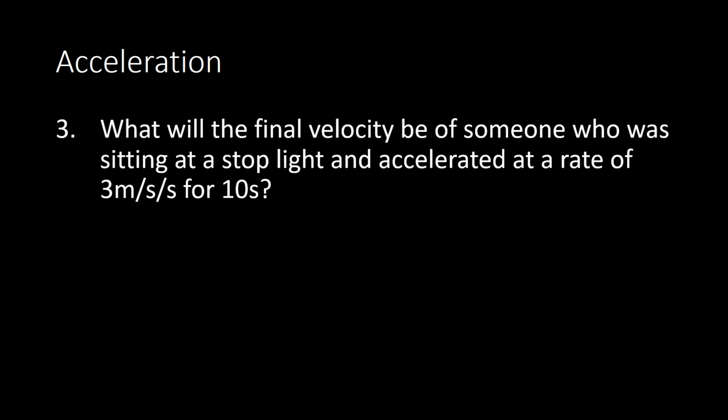What will the final velocity be of someone who was sitting at a stoplight and accelerated at a rate of 3 meters per second for 10 seconds? So sitting at a stoplight tells us that our initial velocity was 0. The acceleration is 3, and the time is 10. It's asking us to solve for final velocity.